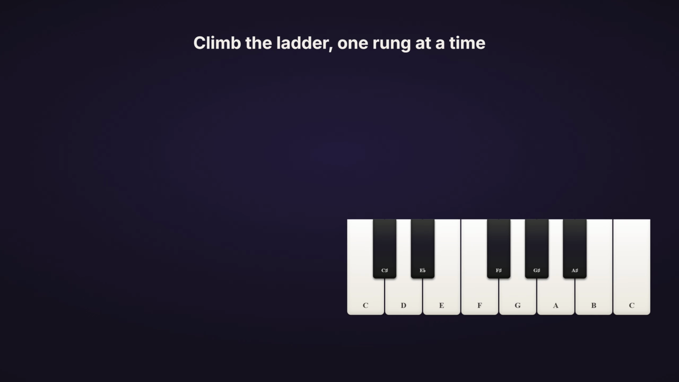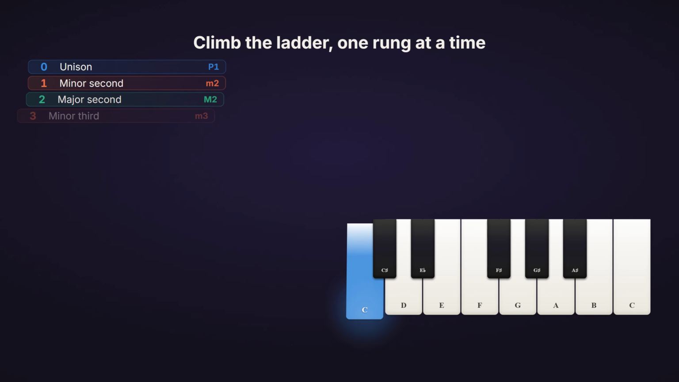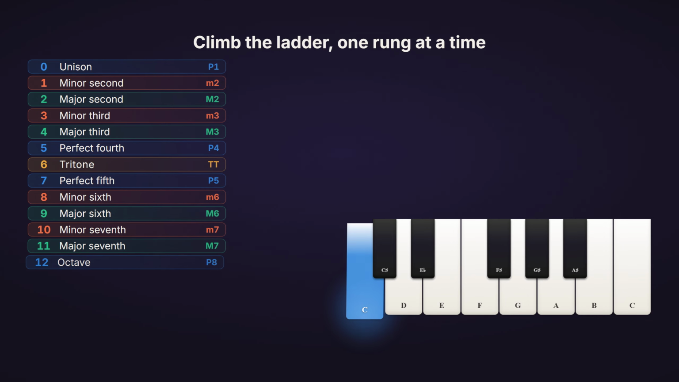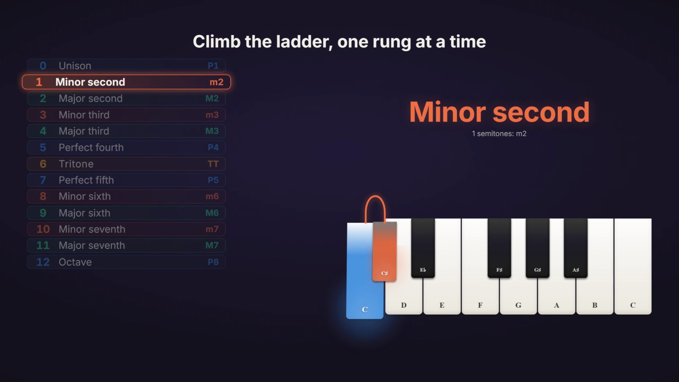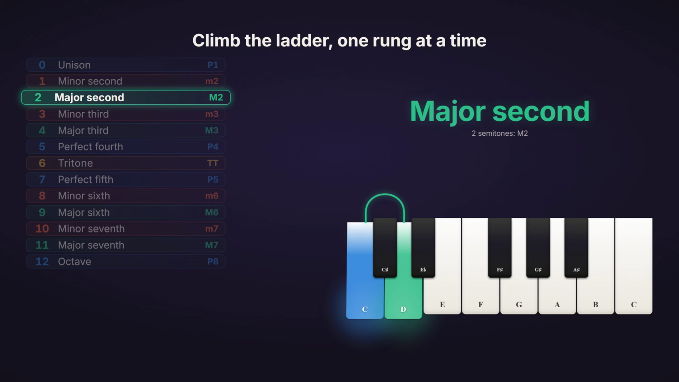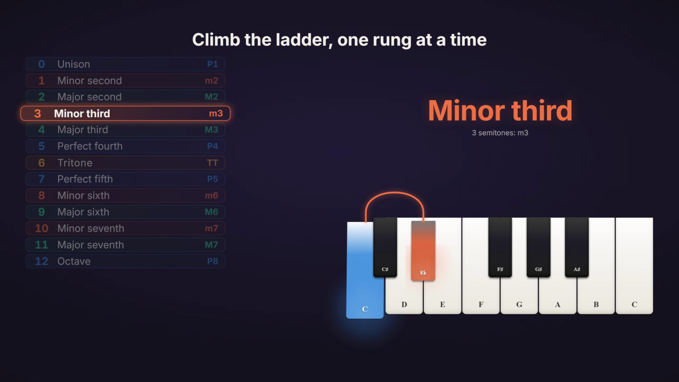Let us climb the ladder from the bottom. Start on C, our root, our home, and count every step in semitones, where a semitone is simply the move to the very next key, black or white. One semitone up is a minor second, the tightest, most dissonant clash there is, two keys jammed right against each other. Two semitones gives a major second, the ordinary step of a scale, the gap between most of the notes you sing. Three semitones is the minor third, dark and a little sad, the first real flavor of melancholy.